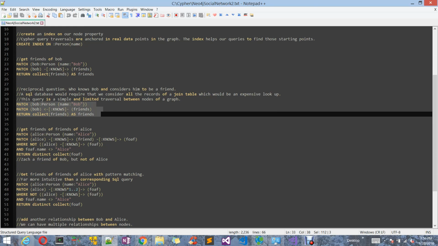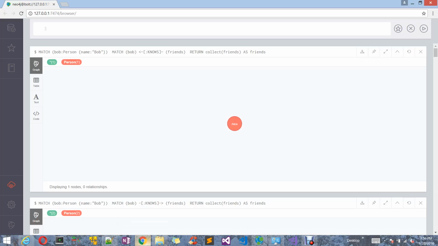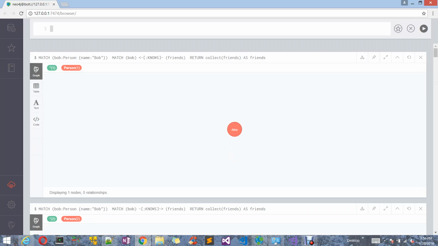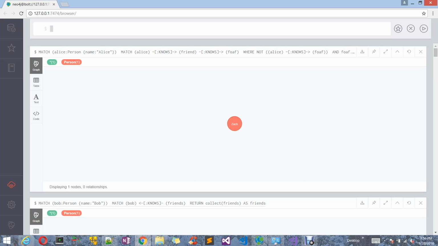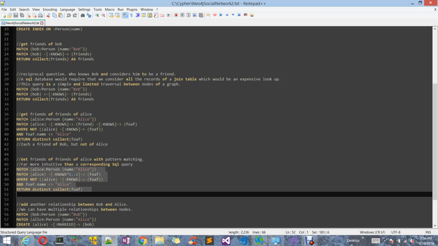Now let's go one level deeper into the social network. This Cypher query will get the friends of Alice's friends. And we get Zach. Now this query is not without some complexity. It took me a little tinkering to get it to work, but it is far more intuitive to read and less costly to execute than its SQL counterpart. Now this Cypher query will get the same result using pattern matching.